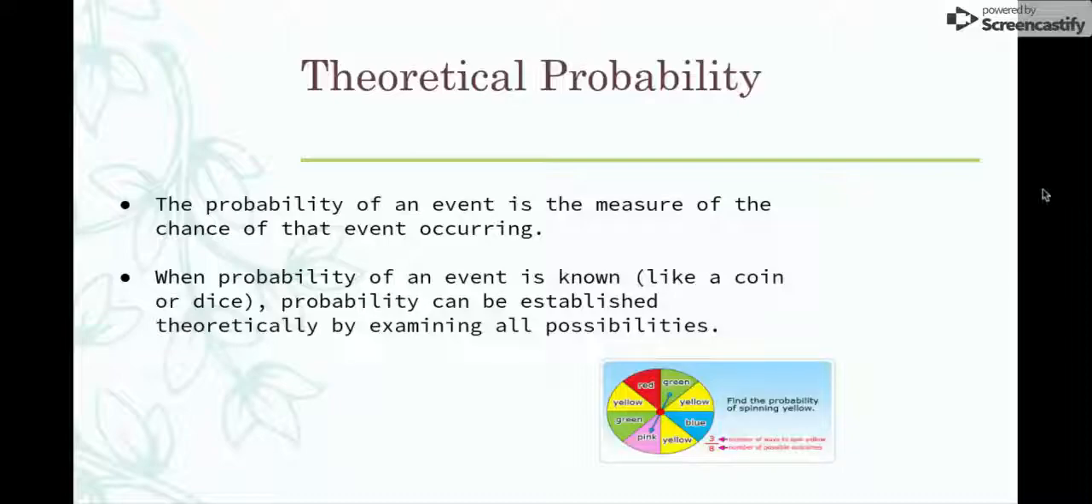There are 2 types of probability. You have theoretical and experimental. I will go over theoretical first. The probability of an event is the measure of the chance of an event occurring. When probability of an event is known, like a coin toss or a roll of a die, the probability can be established theoretically by examining all possibilities.